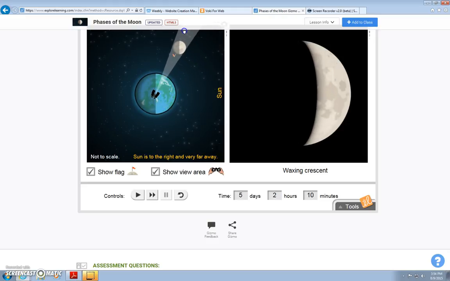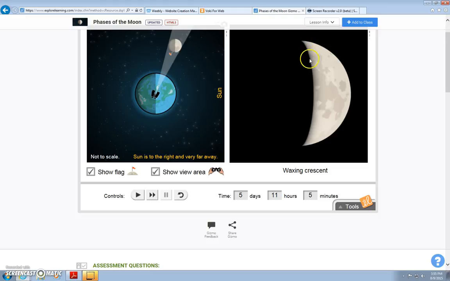So as it orbits, I see, okay, in about the first week, the amount of light being reflected from the sun onto the moon and to Earth, what we're seeing, the moon's getting bigger. So in that first week, the moon is getting bigger, and I could write that down in my science journal.